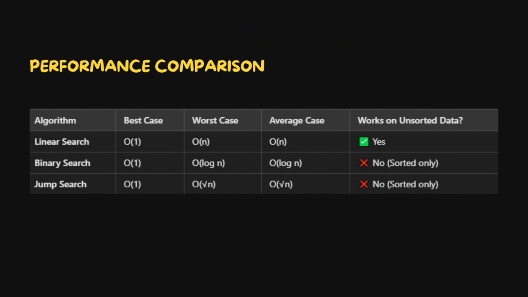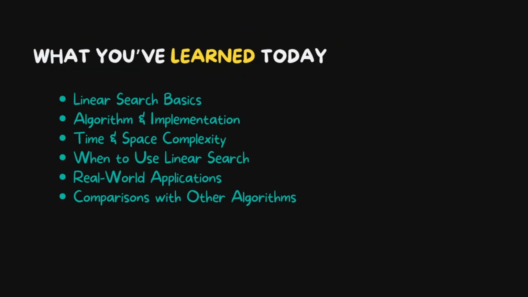Next is jump search. Its best case is O(1), worst case is O(root n), and average case is also O(root n). It works only on sorted data and doesn't work on unsorted data. So in this video, we have learned the linear search basics. We have learned about the algorithm and how we can implement it in Python, the time and space complexity, when to use linear search, real-world applications, and comparison with other algorithms.